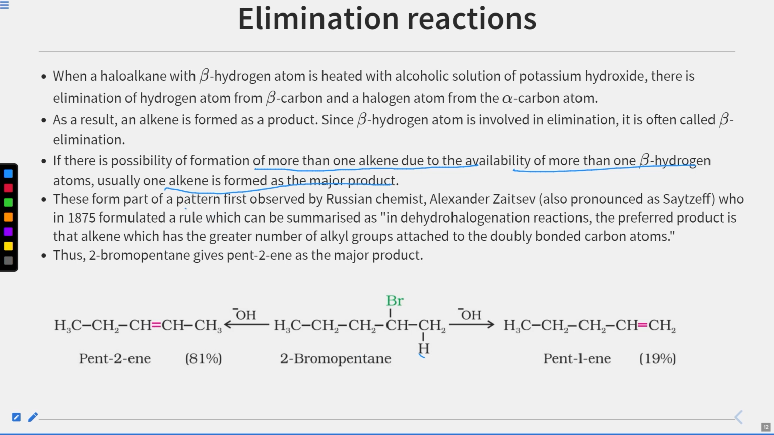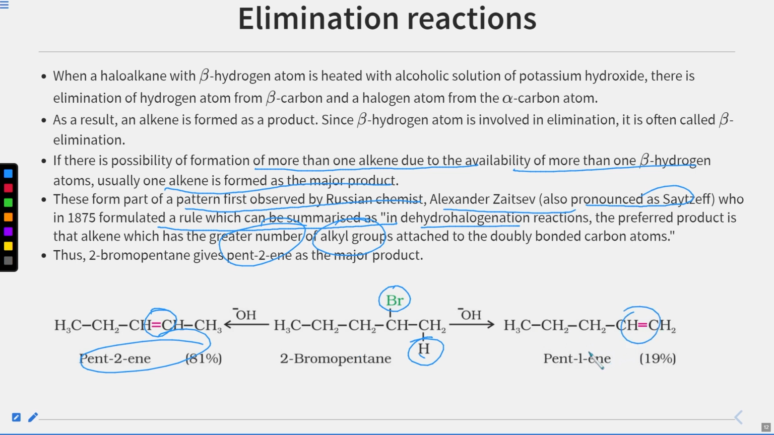This forms part of a pattern observed by the Russian scientist Alexander Zaitsev, who in 1875 formulated a rule for dehydrohalogenation. You can see bromine and hydrogen are removed simultaneously. The preferred product is that alkene which has the greater number of alkyl groups attached to it. Due to this reason, it is showing pent-2-ene. But in some cases you will see that this is not formed, instead this is formed. There are some examples. Is this clear?